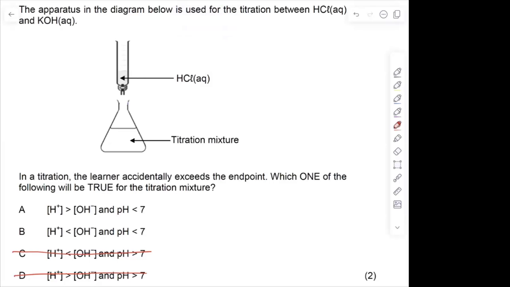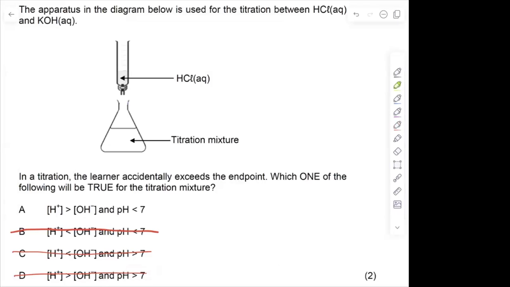We've got A and B left. So the pH will be less than 7. Now, which is going to have the higher concentration, the H plus ions or the OH minus ions? If you think about, again, with our acids, as we add more acids, we're increasing the concentration of H3O plus, or even H plus ions, in solution. If we're adding more base, we are increasing the concentration of OH minus ions in solution. So in this case, we're adding acids, and we even went past the endpoint, where the concentrations might have been equal. In this case, we're going to have more H plus ions rather than OH minus ions. So B will not be the correct answer.